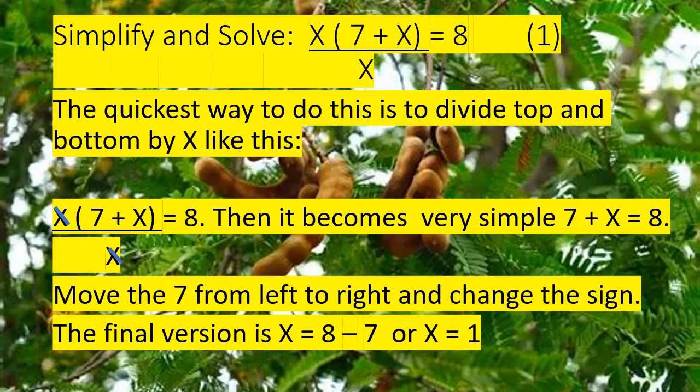Next, x(7 plus x) divided by x equals 8. The quickest way to do this is to divide the top and the bottom by x. And you can see how that is done. We put a line through the x on the top and the x on the bottom. And then it becomes very simple. 7 plus x equals 8. Move the 7 from left to right and change the sign. The final version is x equals 8 minus 7, or x equals 1.